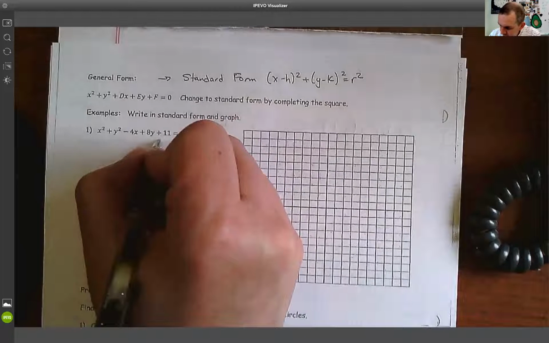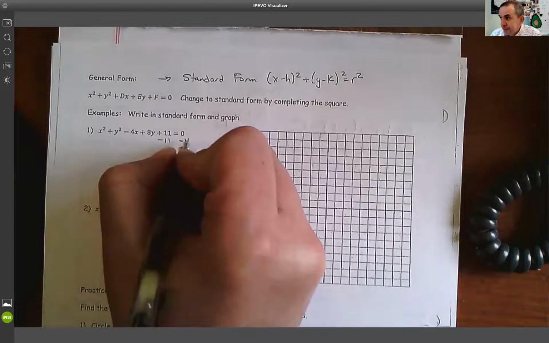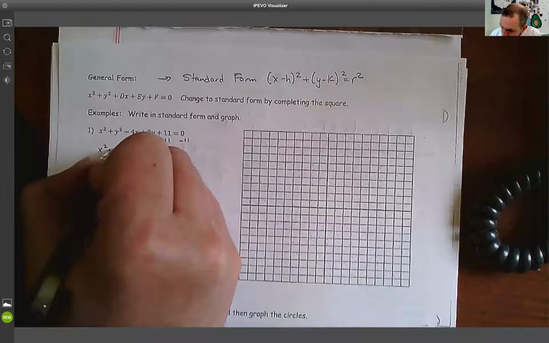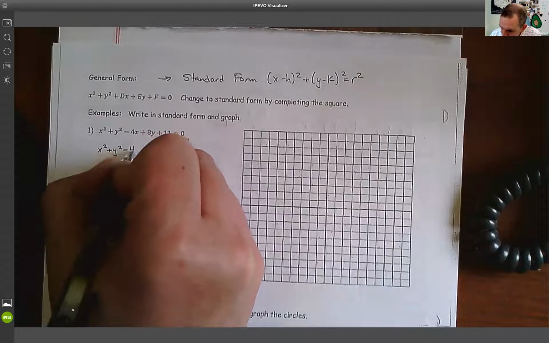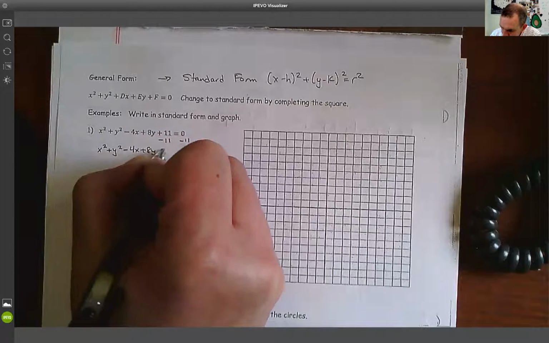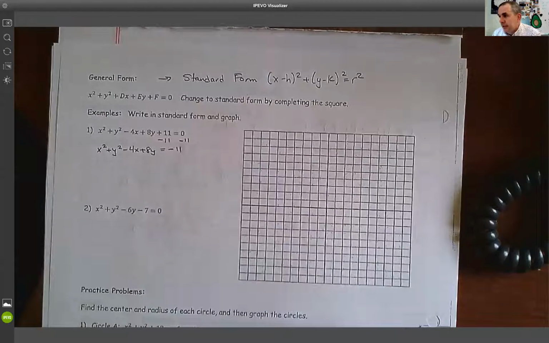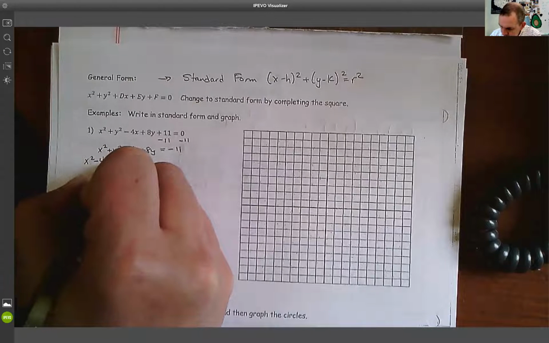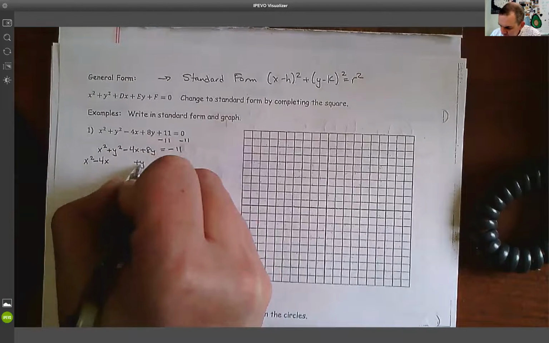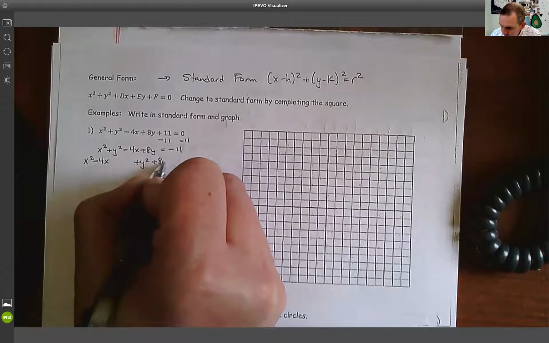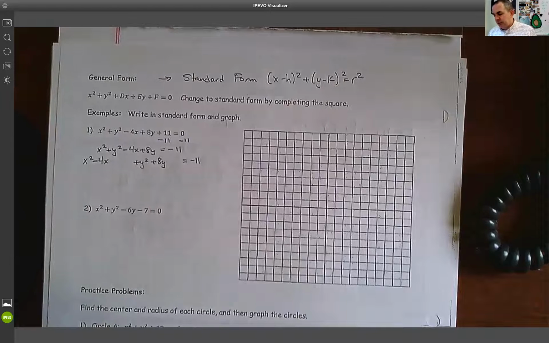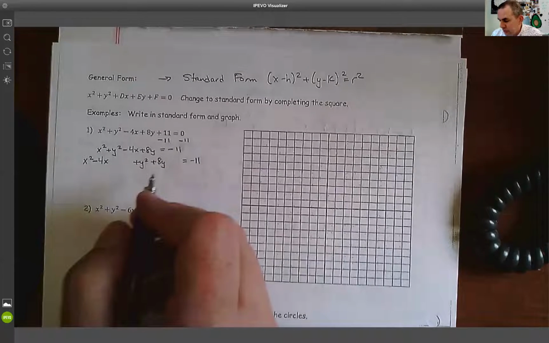First order of business, let's move this number over to the other side. We're going to subtract, and we're going to get x squared plus y squared minus 4x plus 8y equals negative 11. Next thing we're going to do is group the x stuff together. So that becomes x squared minus 4x, plus y squared plus 8y, and that's going to equal negative 11. Now I left the spaces in here for a reason. We're going to do something called completing the square.